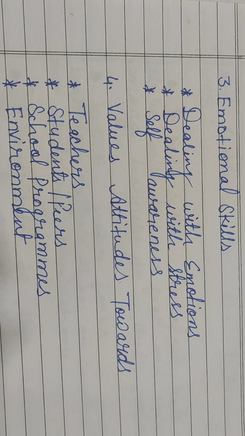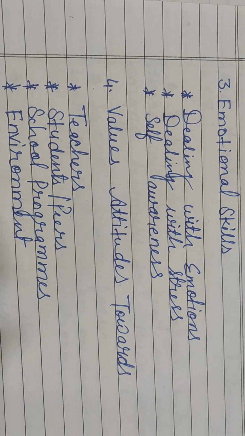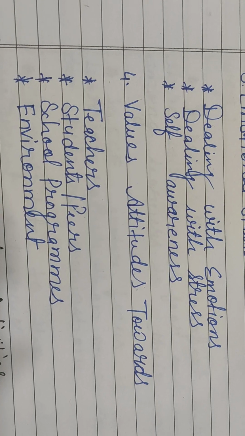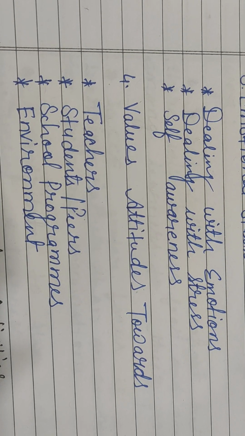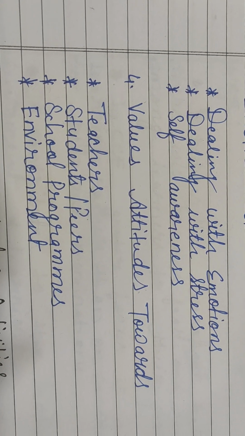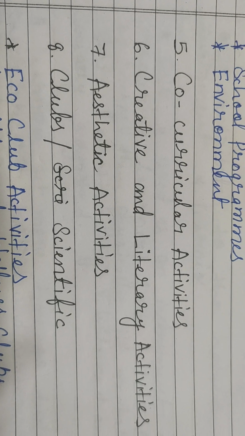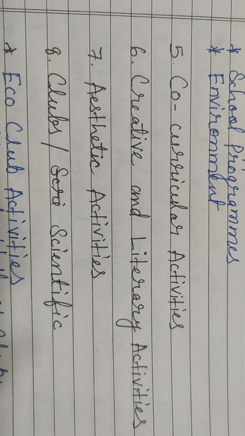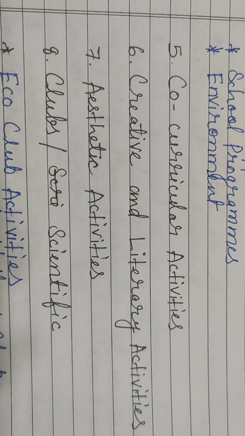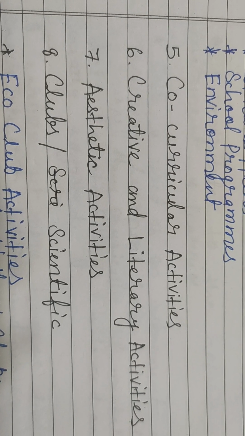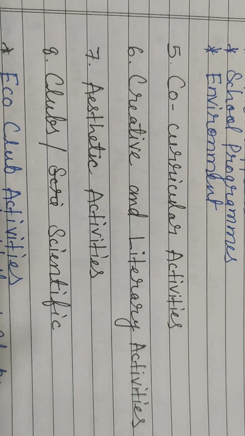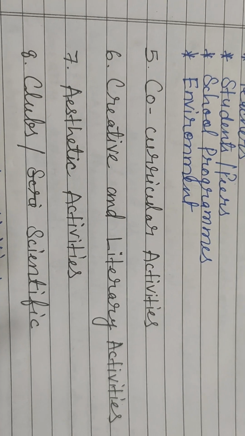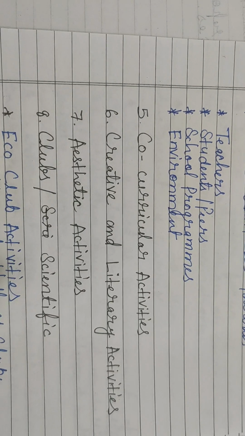And fourth is value attitudes towards teachers, students, peers, school programs, and environment. Then co-curriculum activities, creative and literary activities, aesthetic activities, club and scientific activities. These are also called the co-scholastic activities.